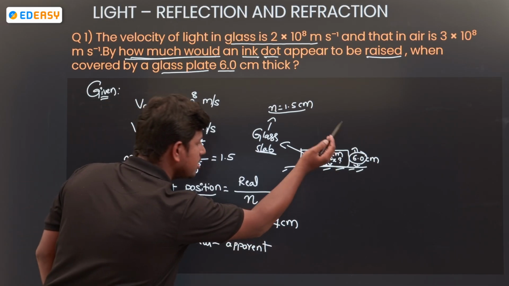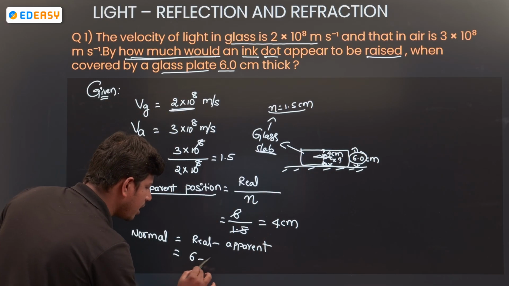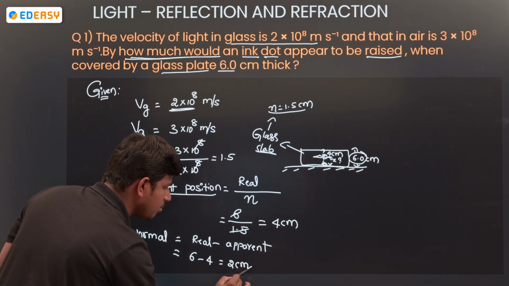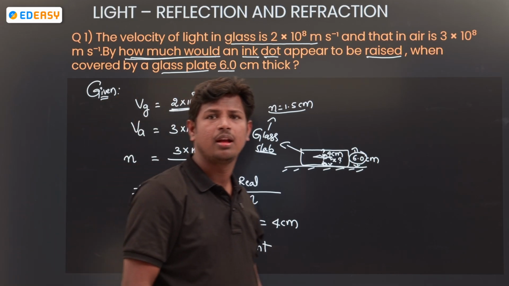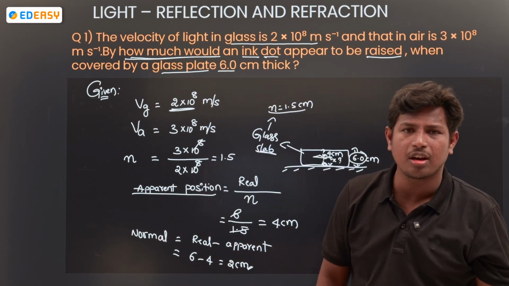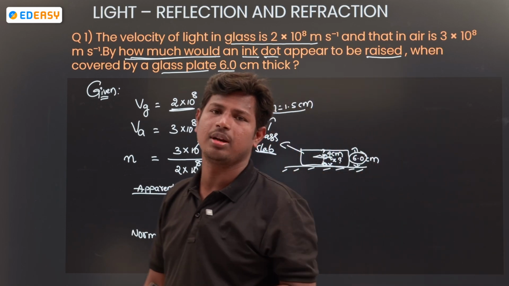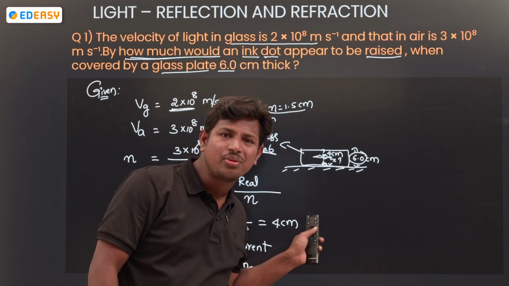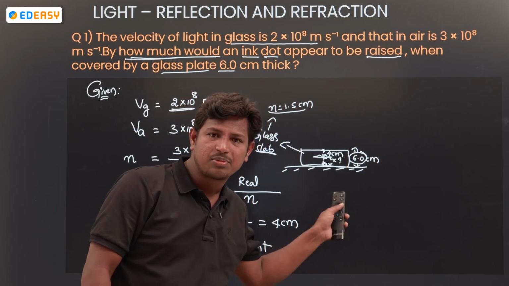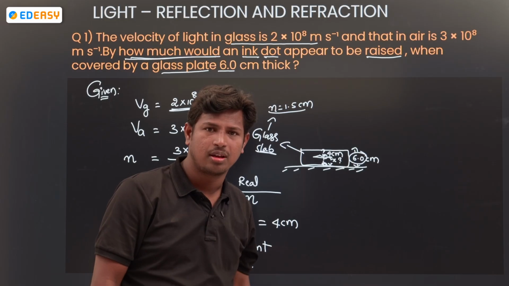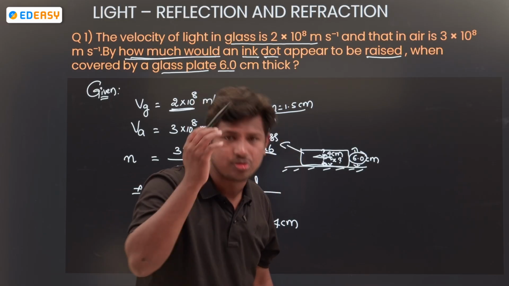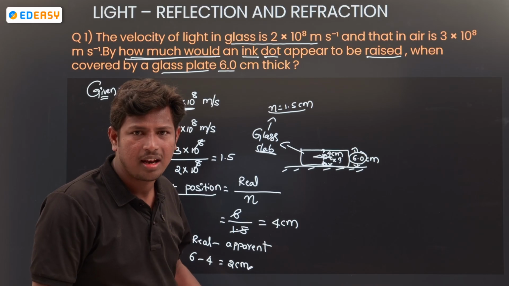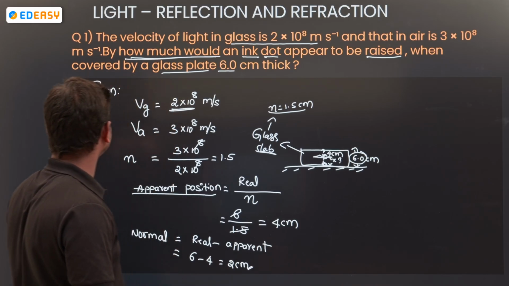Real how much? 6 centimeter. Apparent is 4 centimeter. Then the normal shift is 2 centimeter. How much would an ink dot appear shifted? 2 centimeter. Right. The apparent position is 4 centimeter and the glass slab thickness is 6. So 6 minus 4, the normal shift we can see is 2 centimeter. Okay, clear? Can we go for the next one?